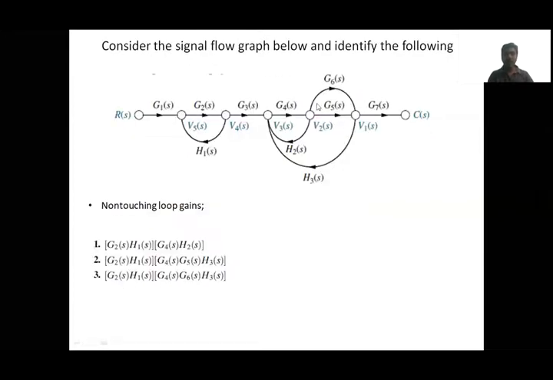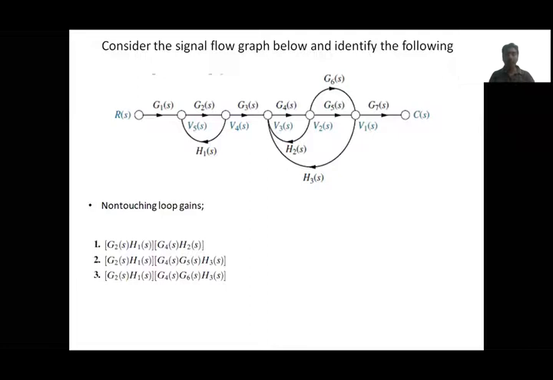And the second non-touching loops: take this first loop and compare with the third loop. This is the third loop. So this third loop and the first loop are also non-touching. So again the non-touching loops gain is the product of the first loop and third loop gains. Then we'll compare the first loop and fourth loop. The fourth loop is this one. This is again non-touching with the first loop. So again these two are non-touching loops, and the non-touching loop gain is the first loop gain into the fourth loop gain.